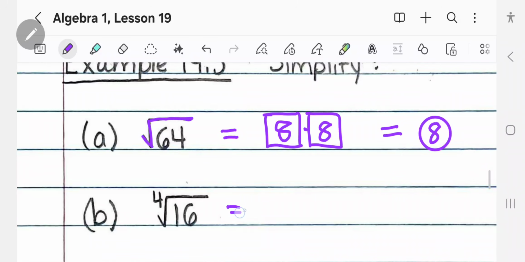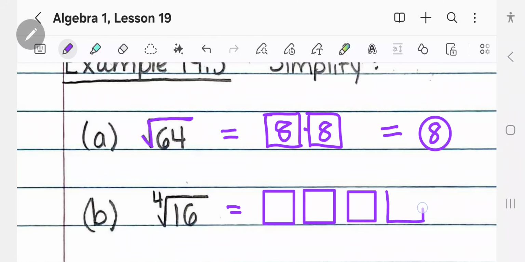Now I want a fourth root. This is where it jumps up in complexity. You have to think about this. And I sometimes will draw the little boxes if I don't know it off the top of my head. Or maybe some underlines, you could draw some underlines to show. I know the root index is 4, so I know I've got to have 4 factors, and I know I want the answer to be 16.